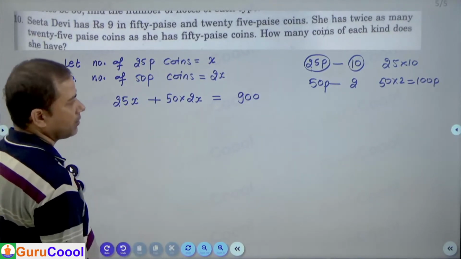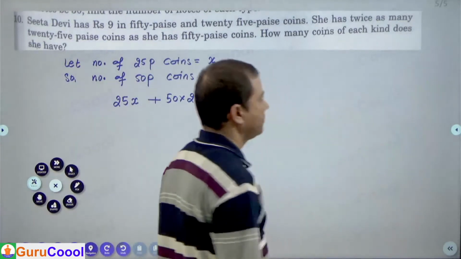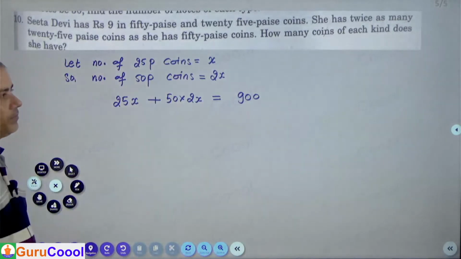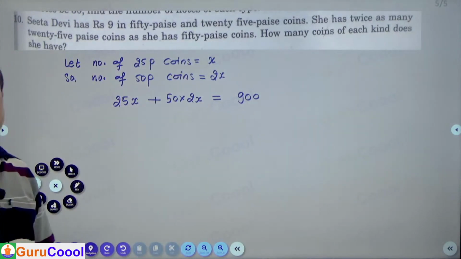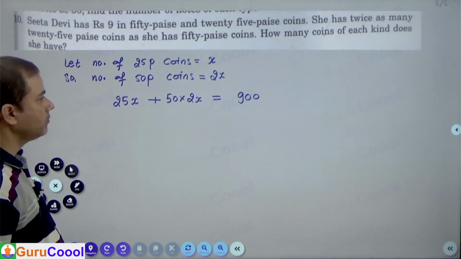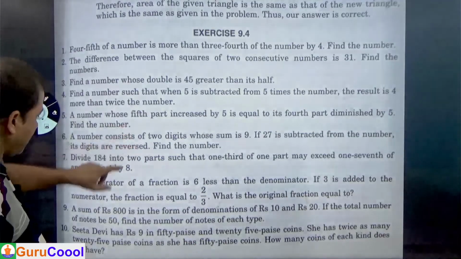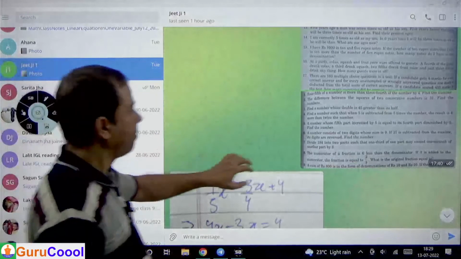Now it is to solve. If you solve it, you will get the value of x. Got it? Yes, sir. Okay. So this was question number 10.